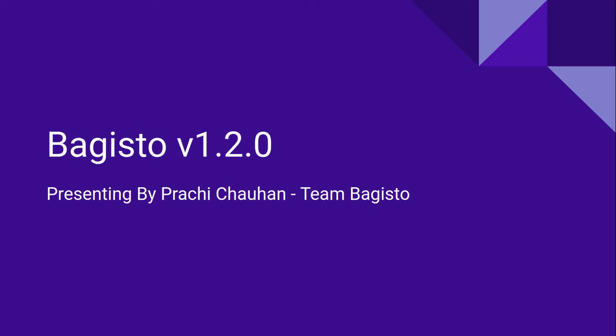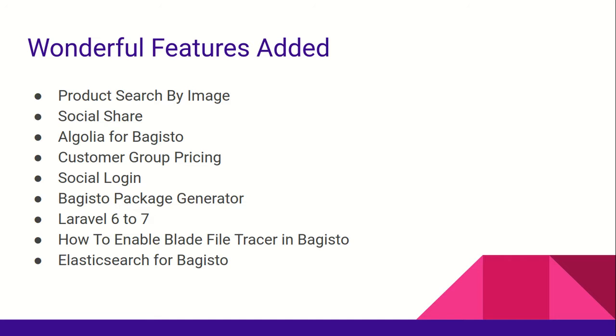So guys, now let's move on to the next slide where I will explain what all the features we have added in this version. These are all the wonderful features which we are launching in this version: product search by image, social share, Algolia for Begisto, customer group pricing, social login, Begisto package generator, and we are moving from Laravel 6 to Laravel 7. How to enable blade file tracer in Begisto, Elasticsearch for Begisto.